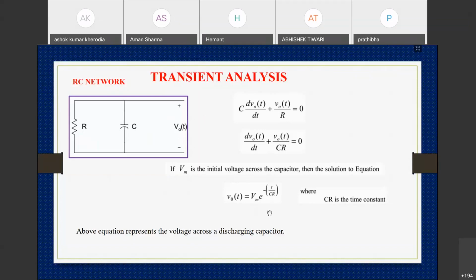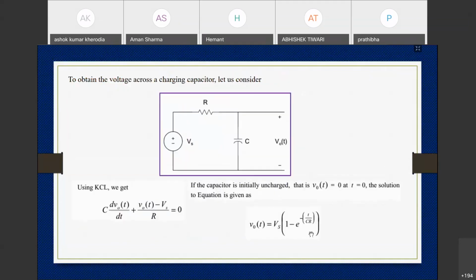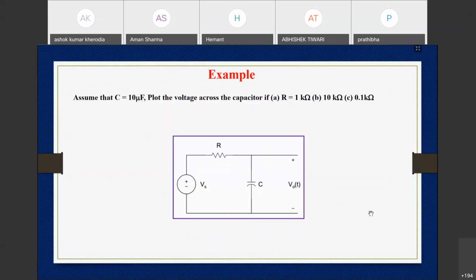Similarly, if we have the source, we can find the equation V0(t) equal to Vs into 1 minus e raised to power minus t by RC. Now, to plot this, suppose this is the problem. You want to find out, let C be 10 microfarad. You want to plot the voltage across the capacitor for different values of R, say 1 kilo ohm, 10 kilo ohm, 1 kilo ohm, 100 ohm. How will I do that?